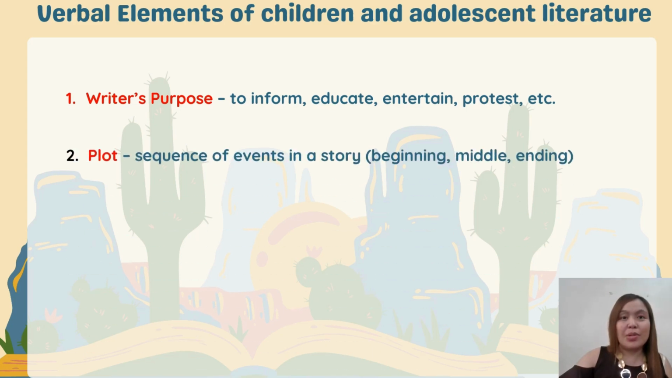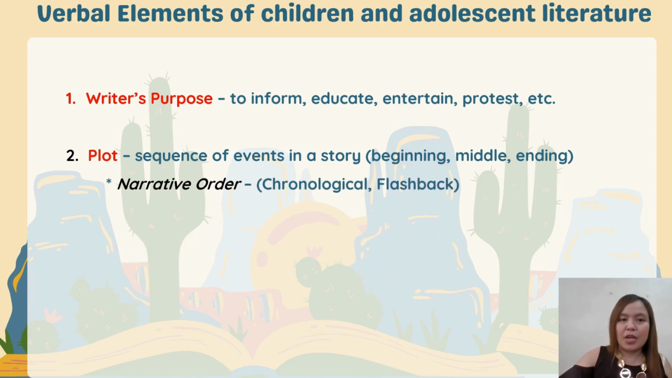Second, we also look at the plot of a literary text. Plot refers to the sequence of events in a story, or simply talks about the beginning, the middle, and the ending part of the story. And when we talk about plot, we talk about the narrative order. Did the author present the events in a story in a chronological manner? Which means to say, is it presented based on what happened first, second, third, last?